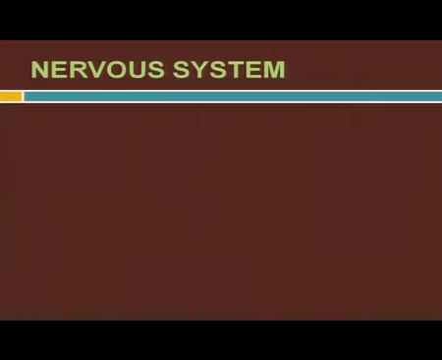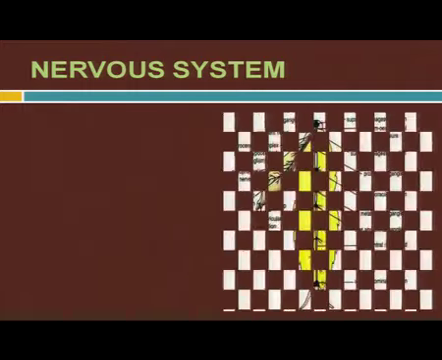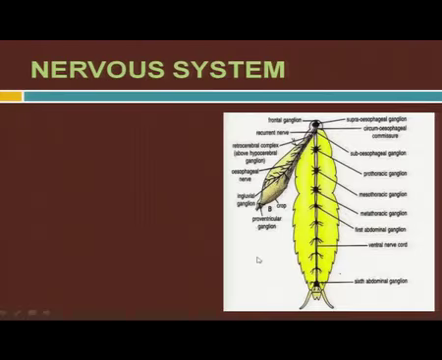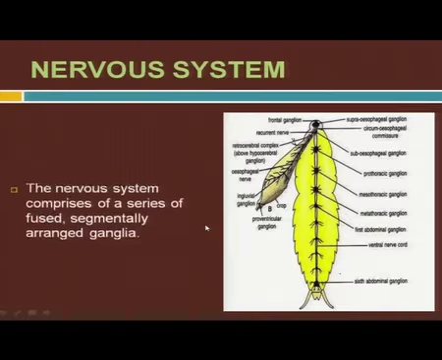Next, moving on to the nervous system of cockroach. As you can see here in this diagram, you can see a set of ganglions present in the nervous system of cockroach.